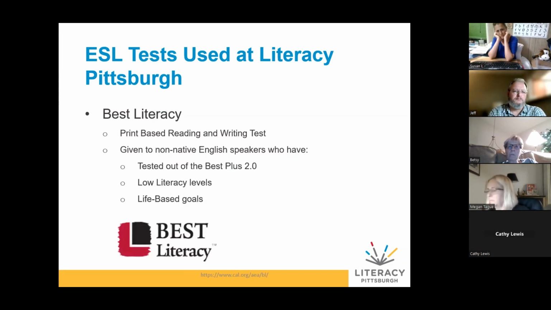So the second ESL test that we use is called the BEST Literacy. And this is a print-based reading and writing test. So we give this to non-native English speakers who have tested out of the BEST Plus 2.0, have low literacy levels, and have life-based goals. So these are goals that are about family, maintaining health, and reading mail, writing checks, life-based goals, not any sort of higher education or career goal.